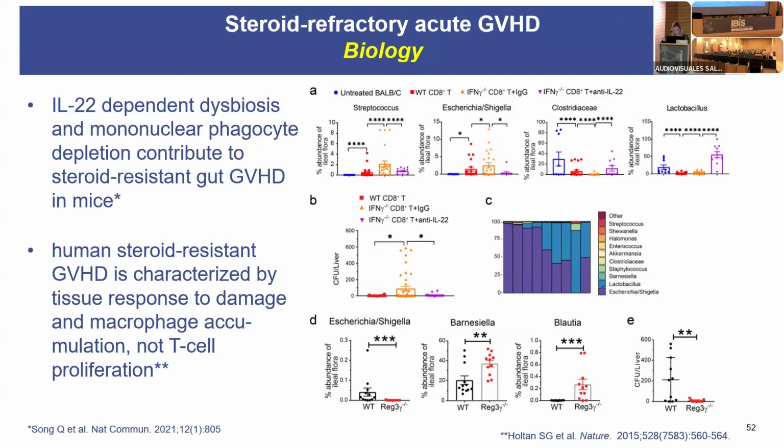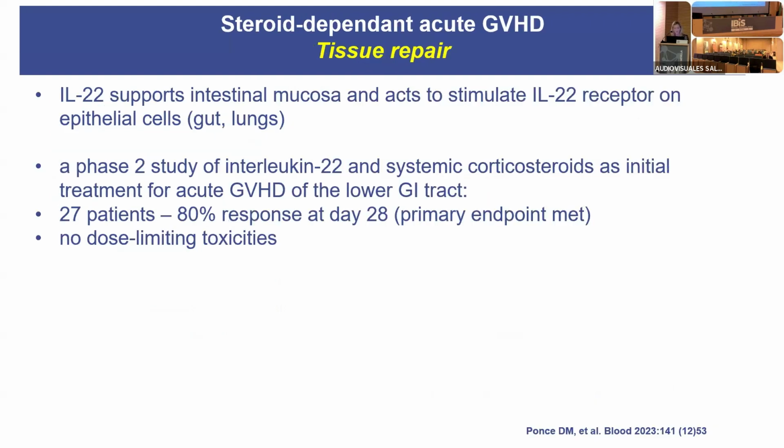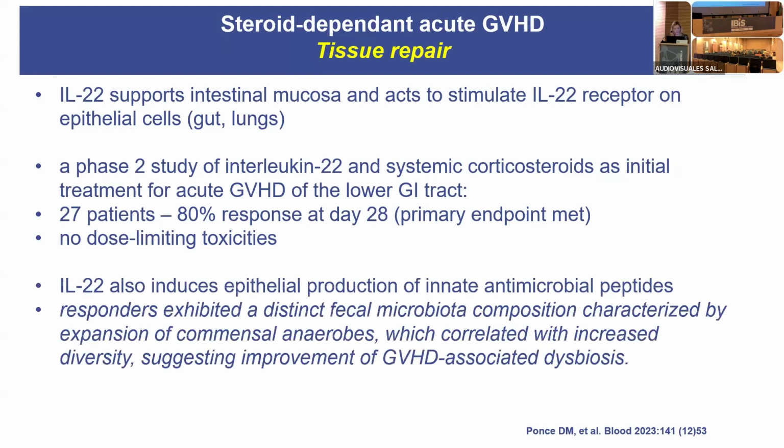So as I said, we've achieved the complete T-cell immunosuppression, but there is something else. And also there are some proofs that interleukin 22 can support intestinal mucosa and stimulate the epithelial cells to regenerate. There's a phase 2 trial of EL22 with systemic steroids as initial treatment for acute GvHD, where a response of 80% at day 28 was seen.